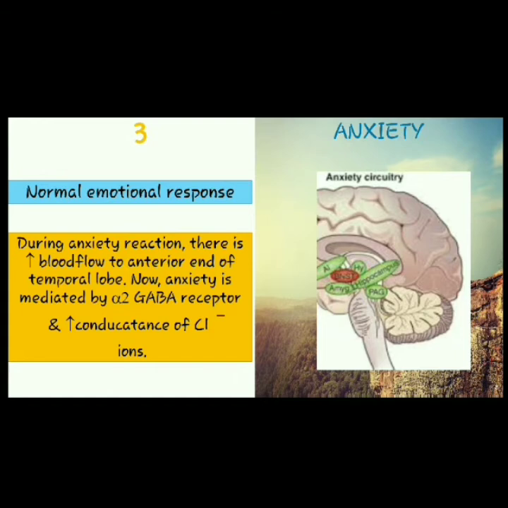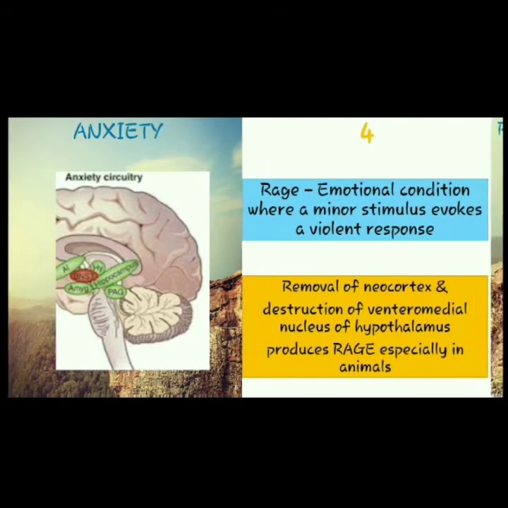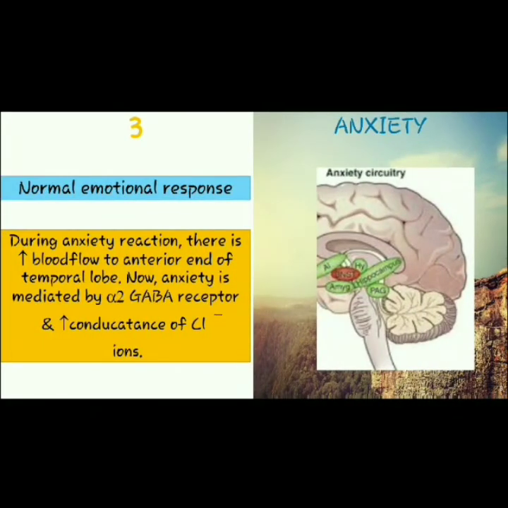Now, let me talk about our third type, anxiety. What is anxiety? Anxiety is a normal emotional response. So, what happens in our brain during anxiety? During anxiety reaction, there is increased blood flow to the anterior end of the temporal lobe. Now, anxiety will be mediated by alpha 2 GABA receptors, and there will be increased conductance of chloride ions.